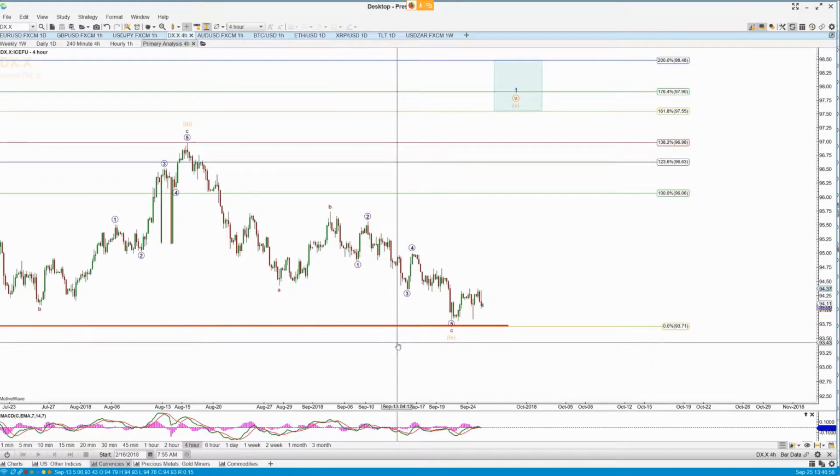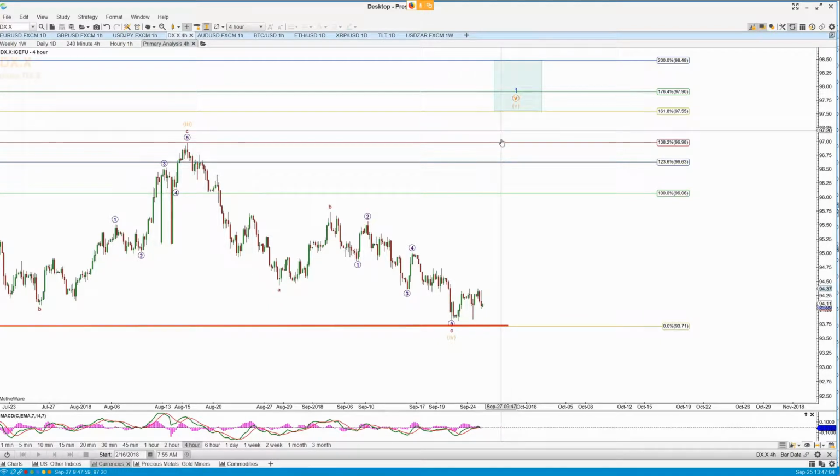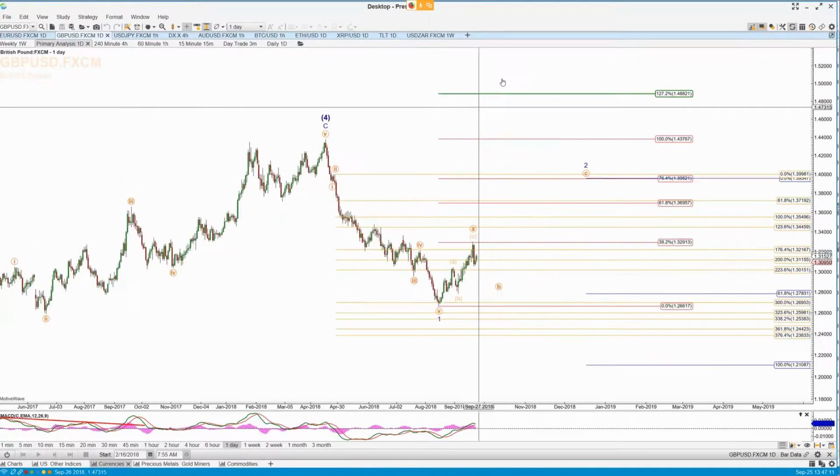So conversely, coming over and looking at the DXY, there's the invalidation, 93.71. I need to see it stay really above the 93.80 level and then continue up higher next.